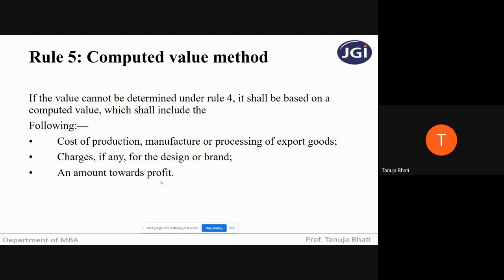Like, what is the cost of producing those goods? So what is the cost of manufacturing those goods or processing the goods? Then if you are designing the goods or creating a brand for the goods, what are those charges, plus your profit? So you need to add the three elements and get the value on which you can calculate the export duty. So rule number 5 is the computed value method, where you will add three things in order to get the value of exported goods, that is cost of production, charges, and the percentage of profit.